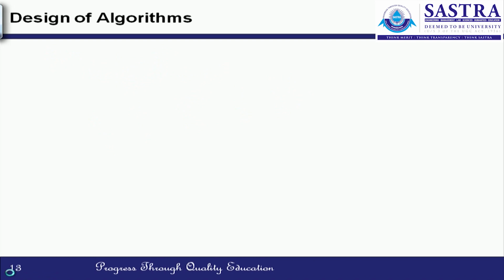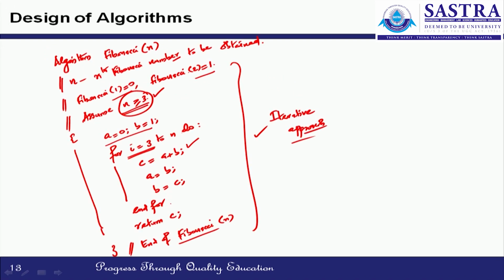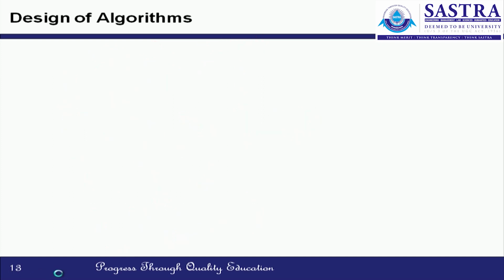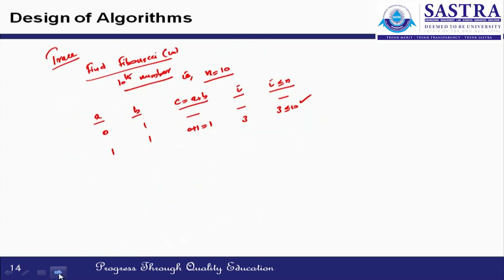Then after this update, control goes to increment the value of I by 1. I becomes 4. Checking the condition if 4 less than or equal to 10, condition is true. C is equal to A plus B, 1 plus 1 is 2. Now A is equal to B, A becomes 1, B is equal to C, C is 2, B becomes 2.